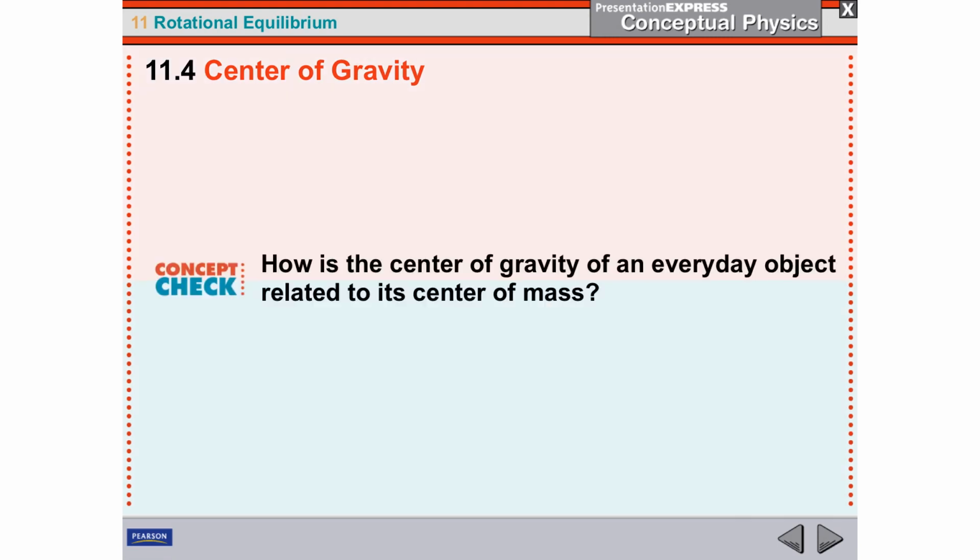So last question, how is the center of gravity of an everyday object related to its center of mass? For an everyday object, they're identical. The center of mass is the center of gravity.